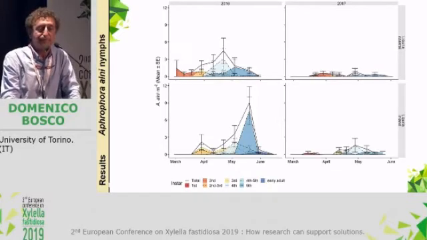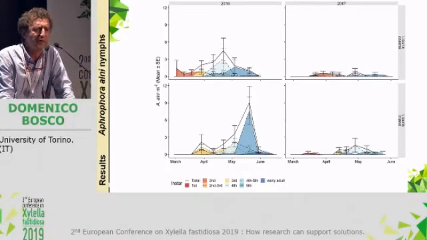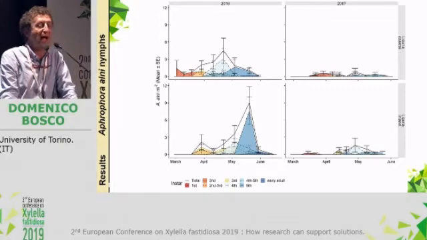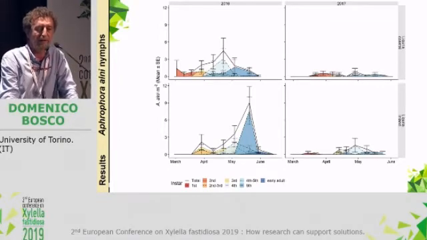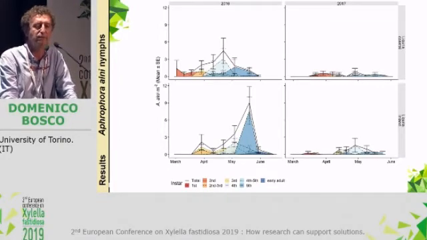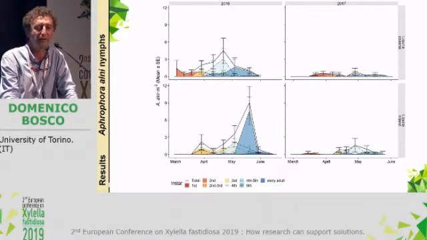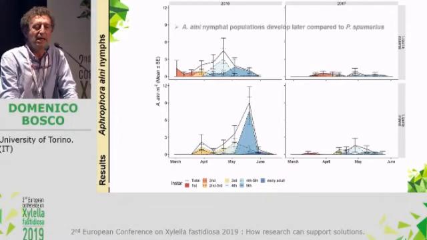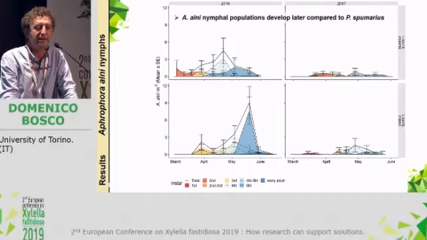We found a decent number of another spittlebug species, Aphrophora alni. This is the nymphal stage structural population, with very different population levels between the 2 years. These nymphs develop later compared to Philaenus spumarius. We have a population peak even in May.